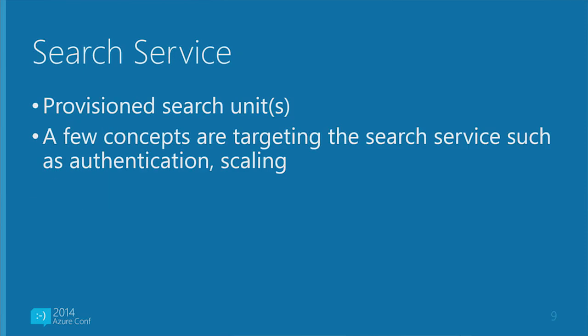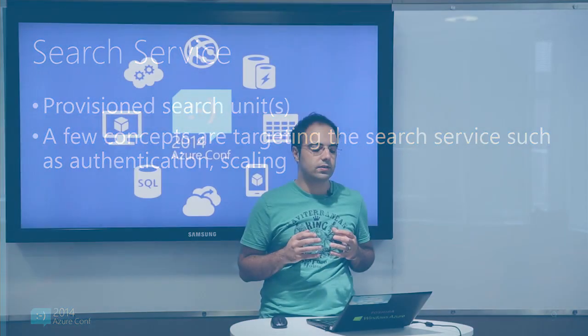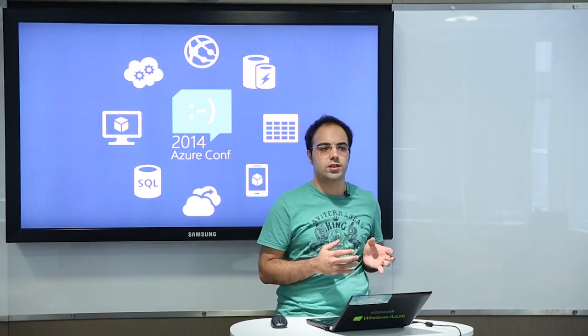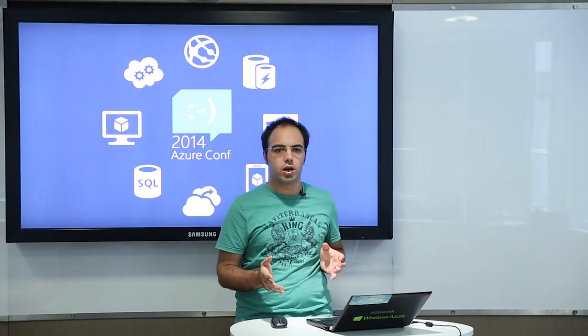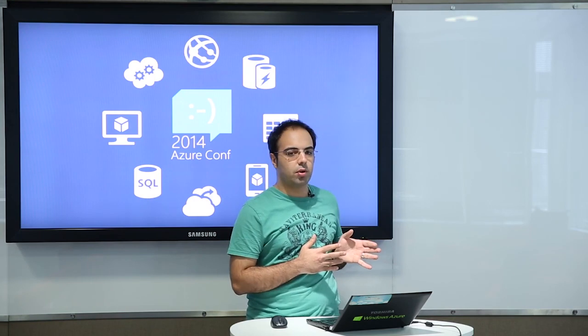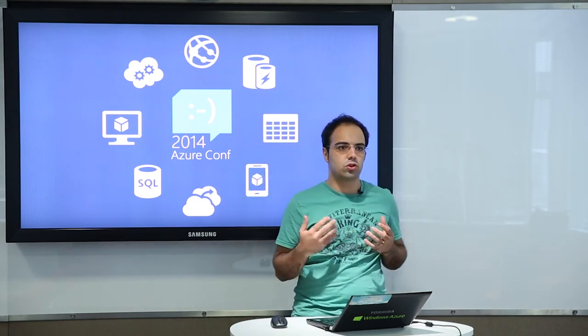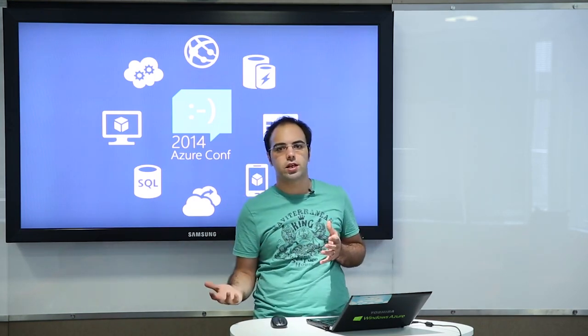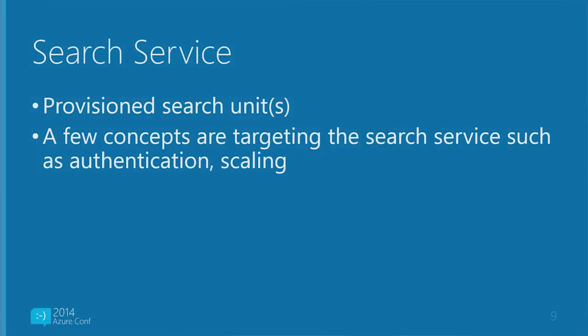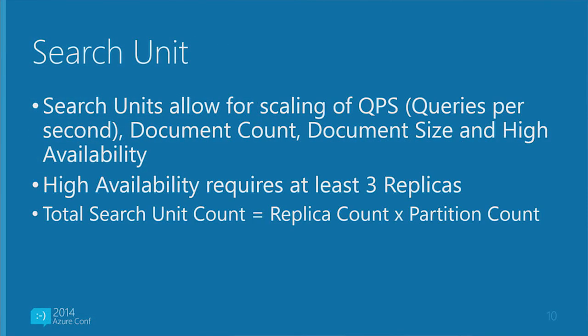As we mentioned, the search service contains provisioned search units, and it has a few contexts that are targeted to the search service. For example, those are the authentication part and the scaling part. You can scale your search service, but you cannot scale your index, for example. You need to scale your search service. And the scaling is actually done with the search units.